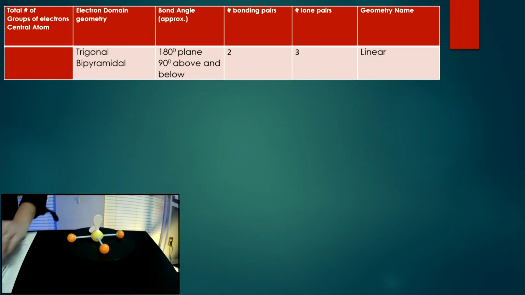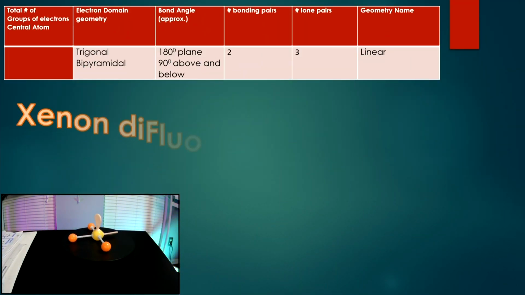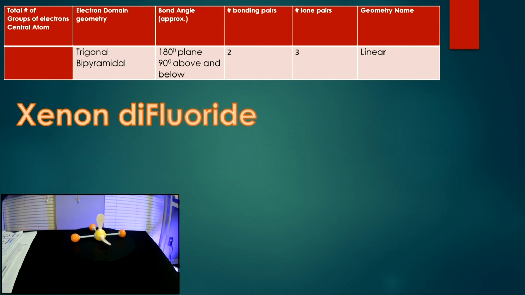So now we're going to move on to XeF2. And we see that we have 2 bonding pairs and 3 lone pairs. So looking at the angle between our atoms, we know it's 180. So we have a total of 5 groups that surround it. So it will be AX2E3.